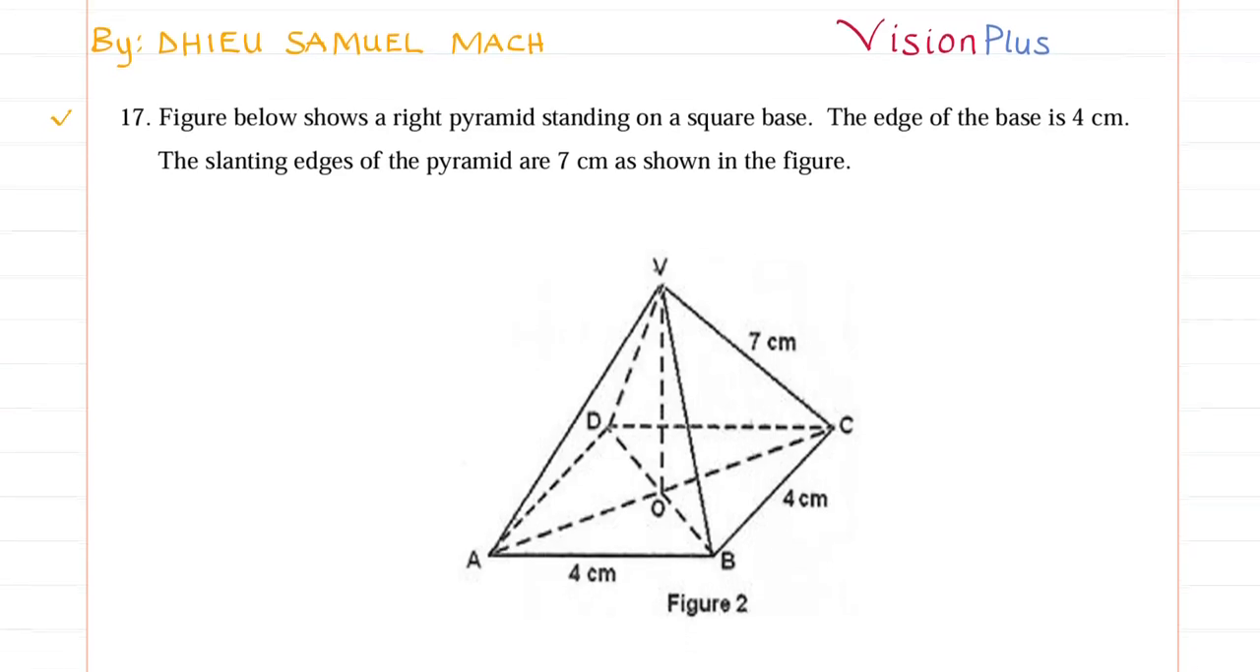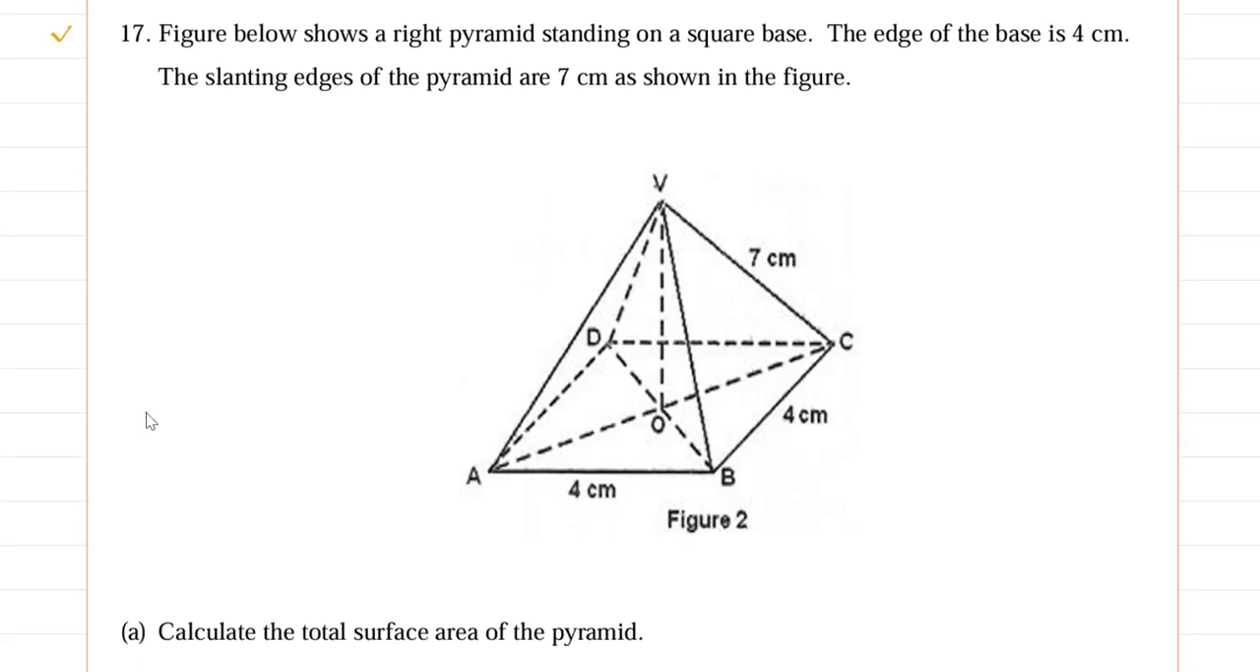So number 17, we are given a pyramid standing on a square base of dimensions 4 centimeters. And then the slanting edges are each 7 centimeters. And the figure is here. Question A says, calculate the total surface area of the pyramid.